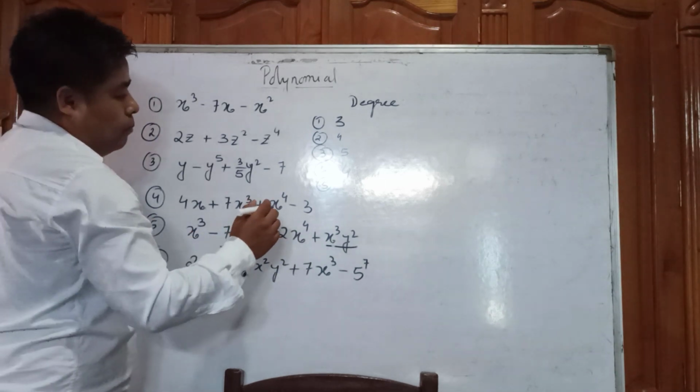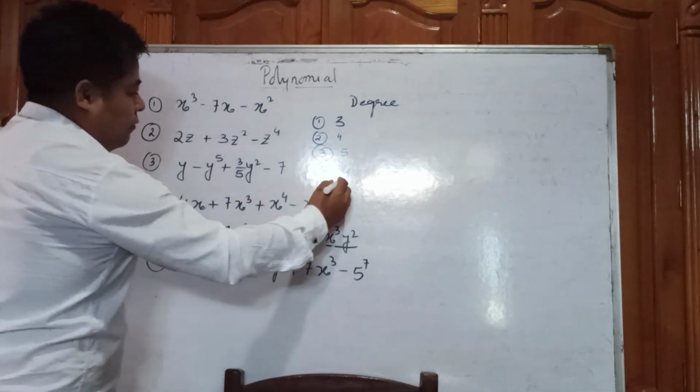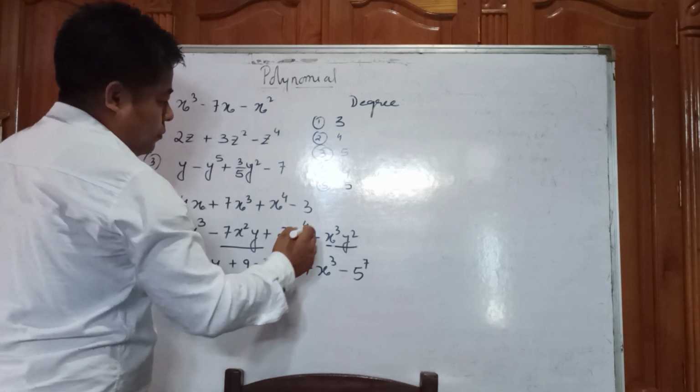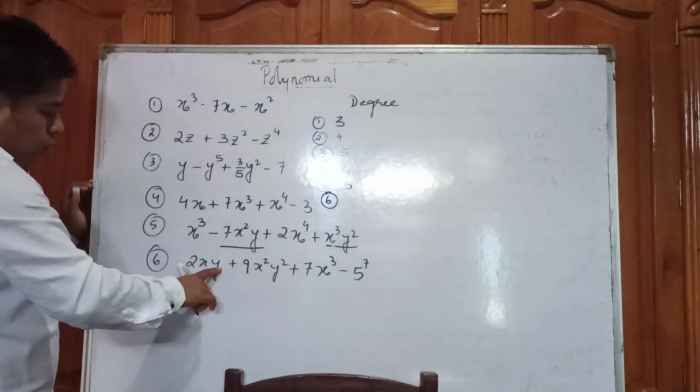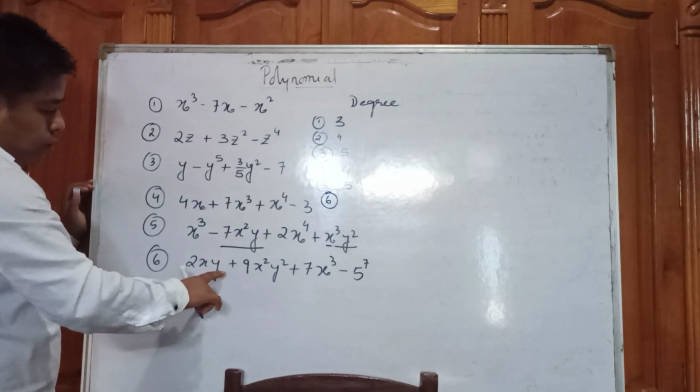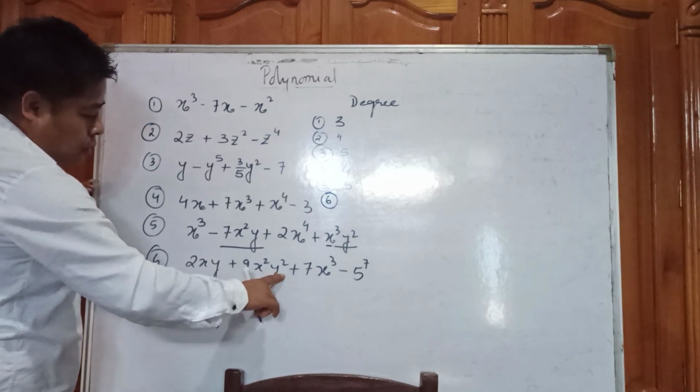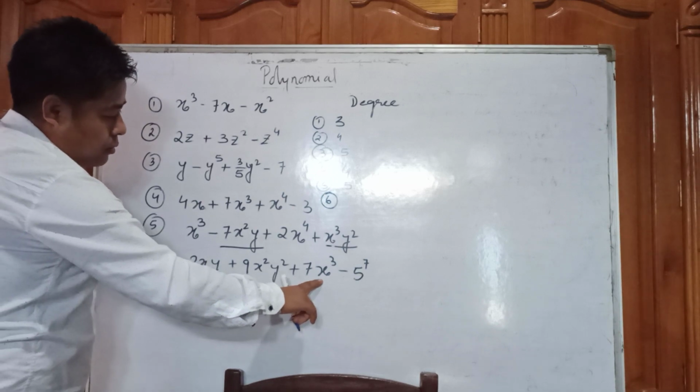Thus, the degree of the polynomial of example number 5 is 5. Now, for example number 6, here x1 y1 means the power here is 2. Here x2 y2, the power here is 4, and here the power is 3.